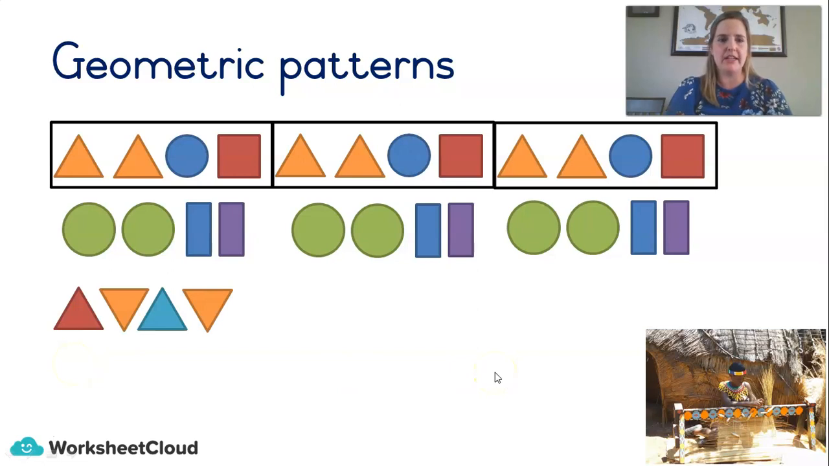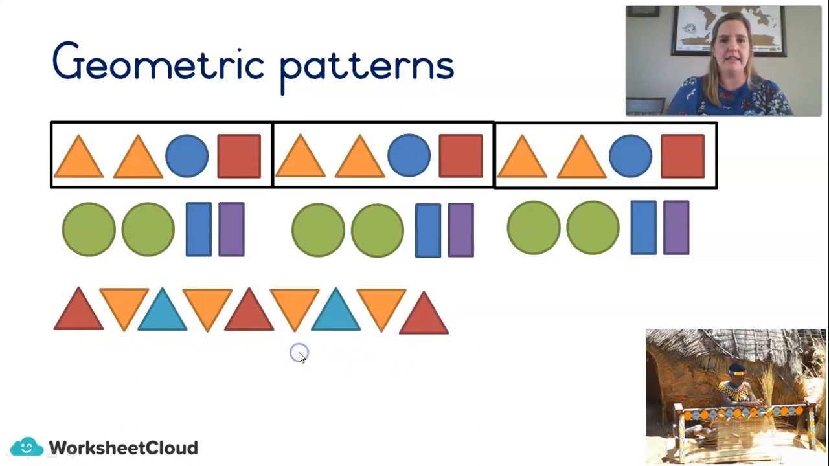Okay, how about this one? I've made it a little bit tricky. Remember what I said? We just say it to ourselves. Red triangle, orange triangle, blue triangle, orange triangle. Red, orange, blue, orange. So let's try again. Red, orange, blue, orange. What will be next? Red. Then, look, we've got the red. What comes next? Orange, blue, orange. Red, orange, blue, orange. You tell me what's next.